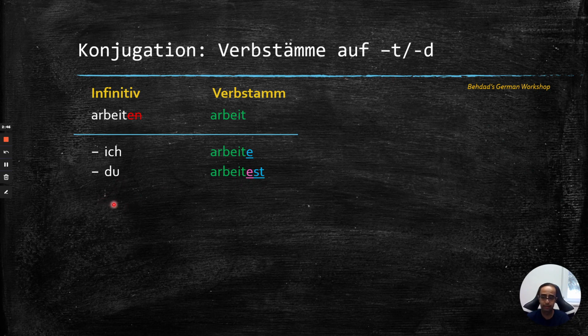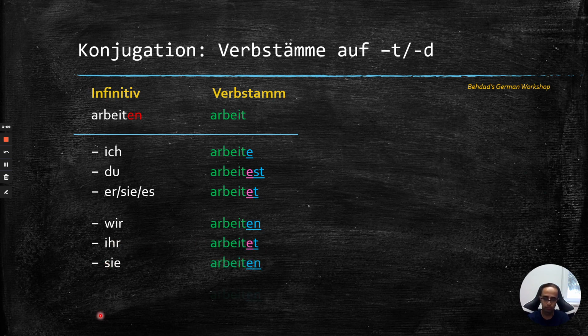Also for sie, es, he, she, it, we say er, sie, es arbeitet, because saying arbeitt is a bit illogical and a bit hard to pronounce. So we say arbeitet with an e to make it easier. Wir arbeiten, also nothing new here. Ihr arbeitet, again with an e. And sie und Sie, formal, arbeiten. So what we see here is that for du, sie, es, and ihr, we add an e to make it easier. When do we do that? When the root of the verb ends with a t or a d. We'll see an example of that also later on.